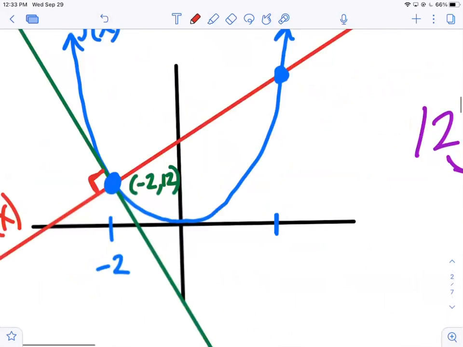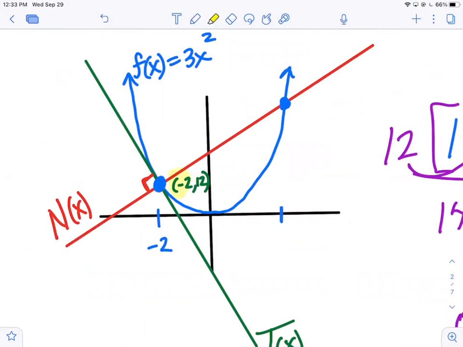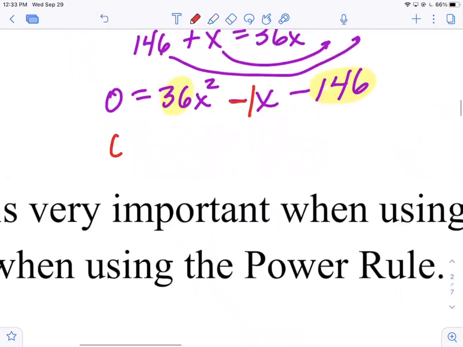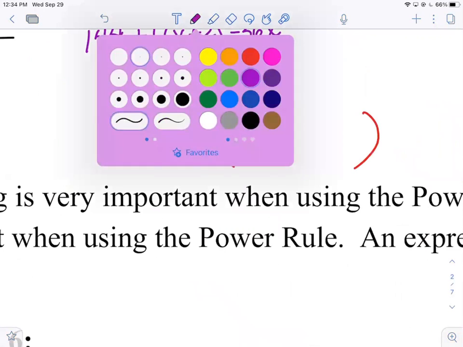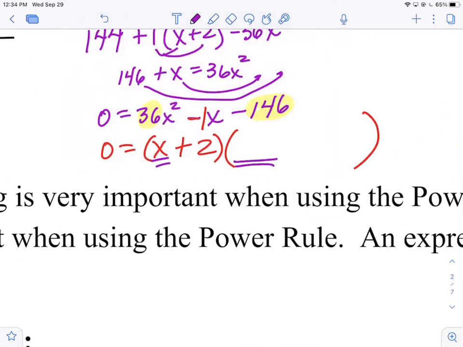We already know that x equals -2 is a root of that equation. And therefore, what's the corresponding factor? x plus 2. If a is a root, x minus a is a factor. If -2 is a solution, x minus -2, or x plus 2, is a factor. So I know one of the factors is x plus 2. That allows you to force the other factor, right? If I know that I have an x, this needs to multiply to get a 36x squared, so it has to be a 36x.